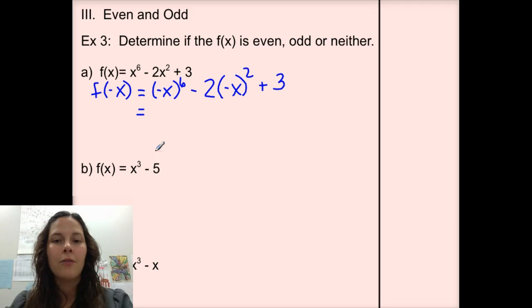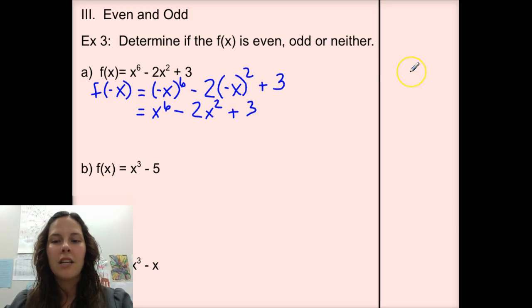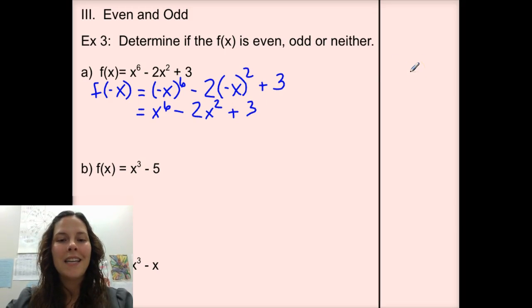If we take a negative and raise it to an even power, it cancels out. It does not cancel the power on the x. Again, a negative raised to an even power will cancel the negative. It does not cancel the power on the variable. And then our plus 3 had no variable piece. This is equal to the original function, so it is even.